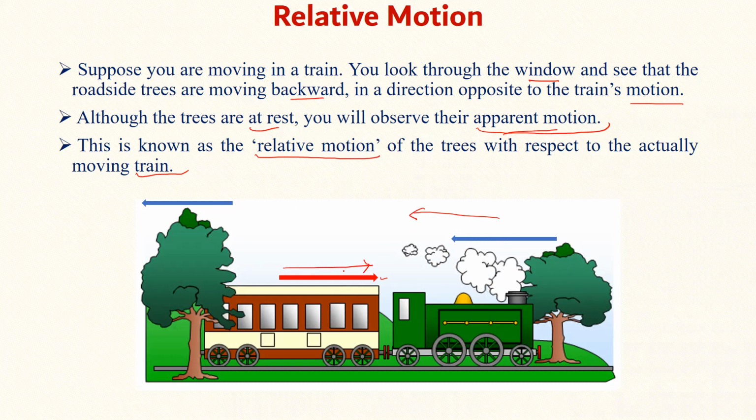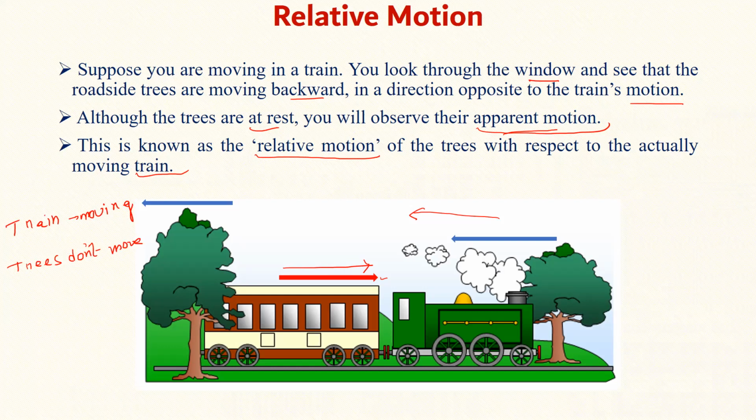So actually what is going on here? The train is moving. But are the trees moving? No, trees are not actually moving. Trees don't move. Just now we have seen in an example that trees are at rest.